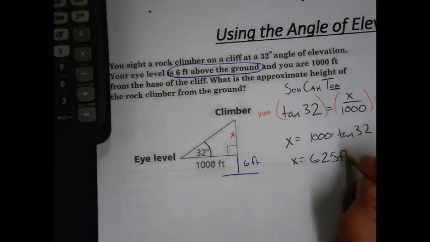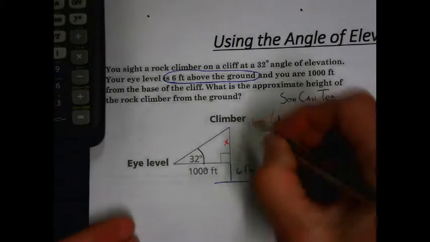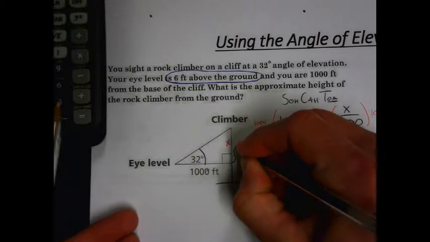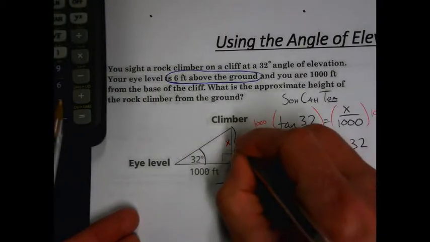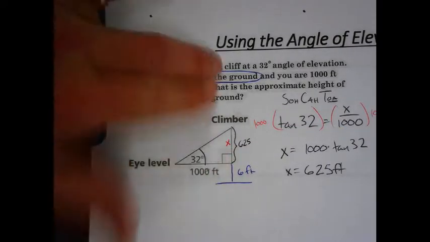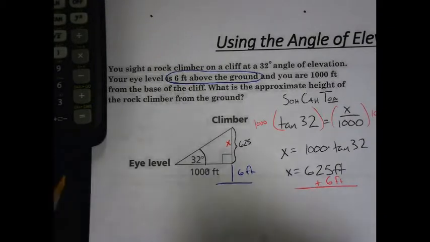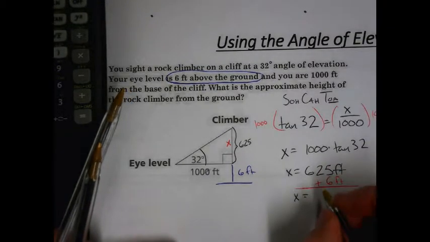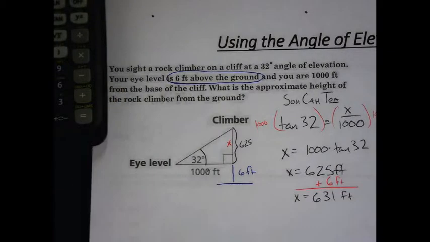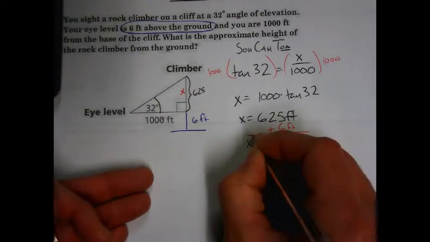Now, is that the answer to what we need? Is that the height of the rock climber from the ground? No. That's only the height from the line of sight to the rock climber. Okay, so it's 625. So the old segment addition postulate comes back. How tall is the actual height? We need to add our 6 feet, because we are 6 feet above ground level. So we add our 6 feet, and the height of the climber from the ground would be 631 feet. Which is approximate? I would say 630 feet would be more approximate, but either way, you get what I'm saying.